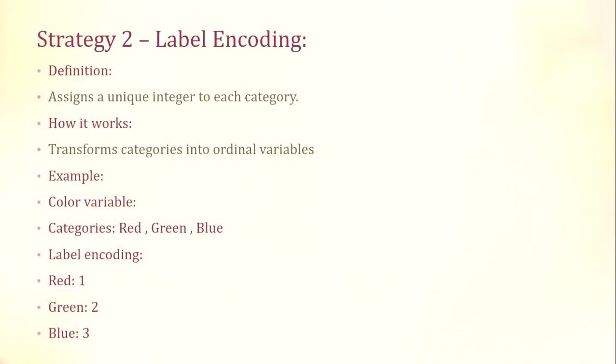Moving to the next slide, strategy 2: label encoding. It assigns a unique integer to each category and transforms the categories into ordinal variables. For example, the color variable, and the categories are red, green and blue, and here we can see 1 is for red, 2 is for green and 3 is for blue. Moving to the next slide.